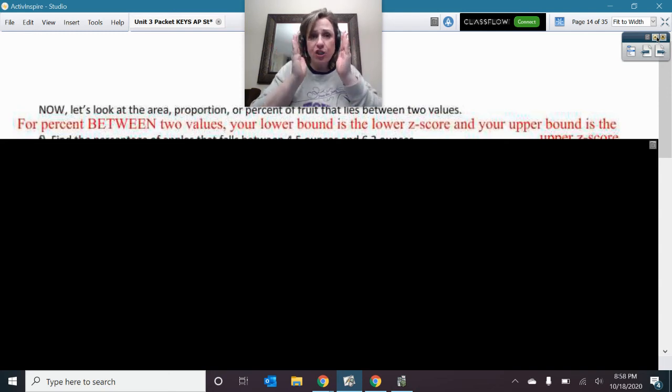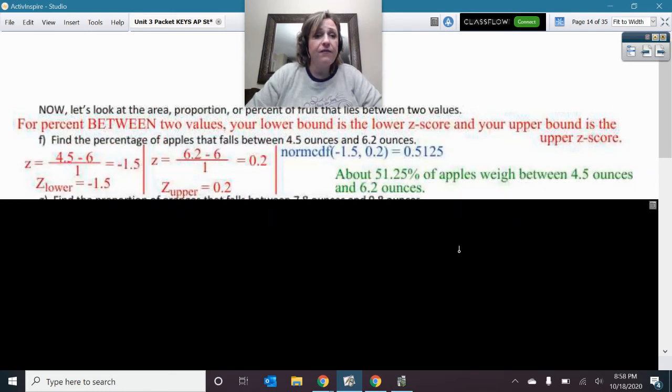So we will have two z-scores. This takes more work up front because you have to find those two z-scores. So here, find the percent of apples that falls between a 4.5 ounce apple and a 6.2 ounce apple.